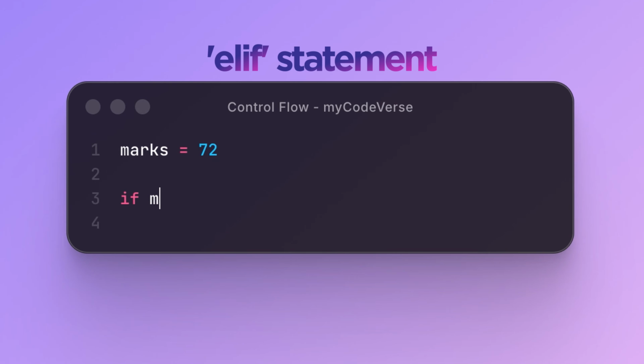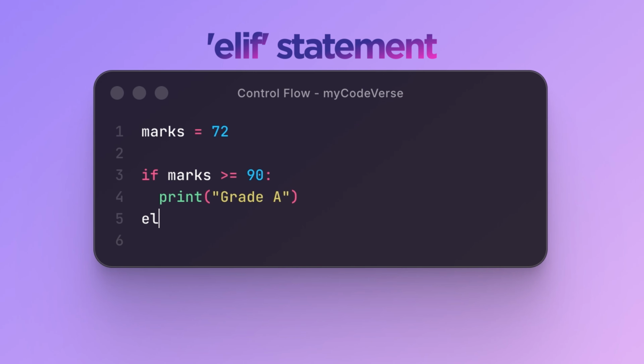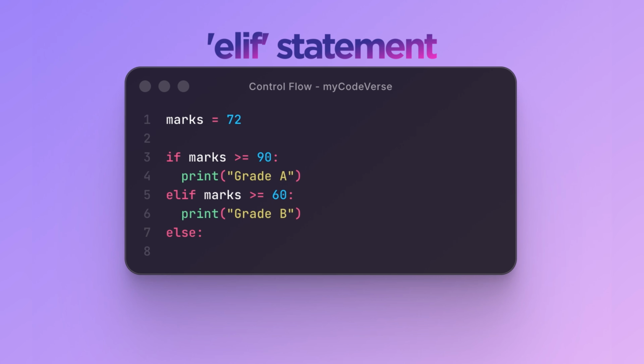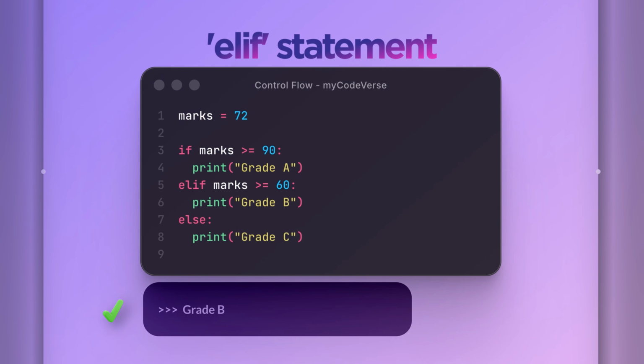All right, let's make Python decide something a little more realistic. Marks rarely fall into just one case. There are levels. So we'll tell Python, check the top case first. If that doesn't work, try the next. And if nothing matches, fall back to the last option. Python will go top to bottom, stop at the first match, and ignore the rest. Simple decision tree, no overthinking. 72 fits in the middle. Decision made.